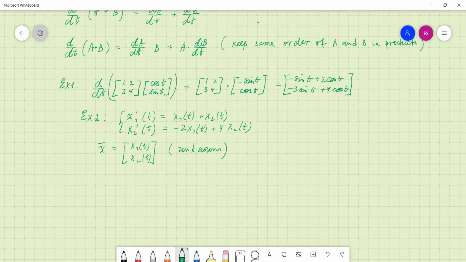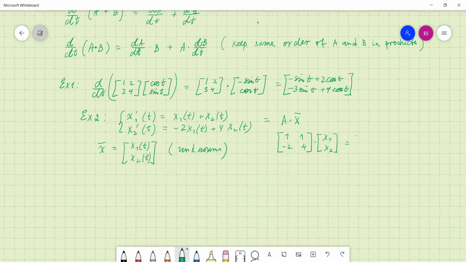Second, what is this? This is actually the product of matrix A by the vector of my unknowns. How is matrix A going to look? Matrix A is going to look like 1, 1, and minus 2, 4. You just copy the coefficients. And we already defined what x is. It's x1 and x2. Well, you can just check, multiply this 1, 1 by x1, x2.